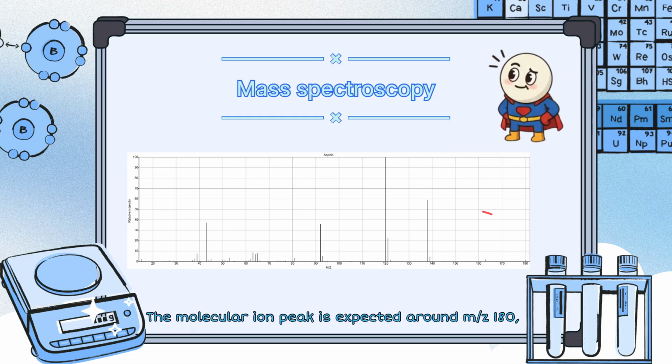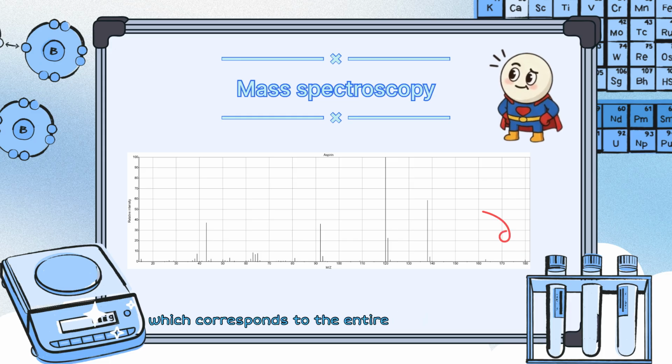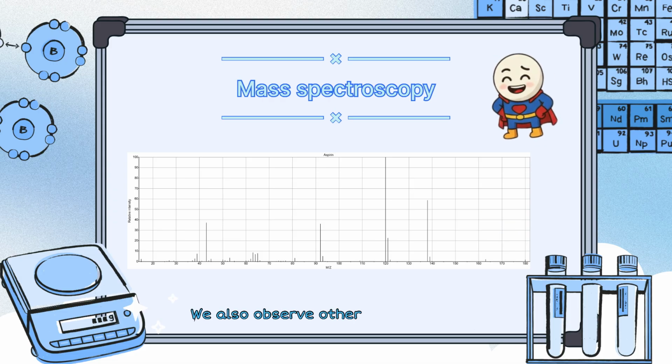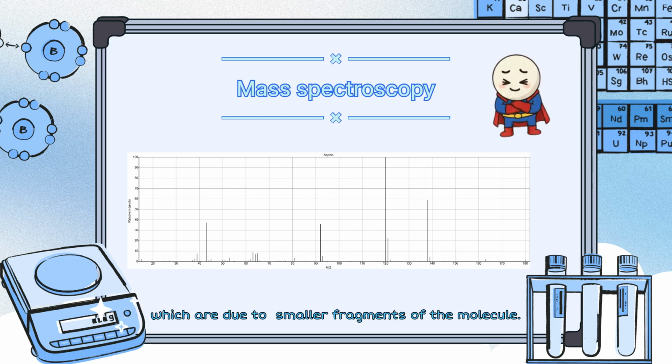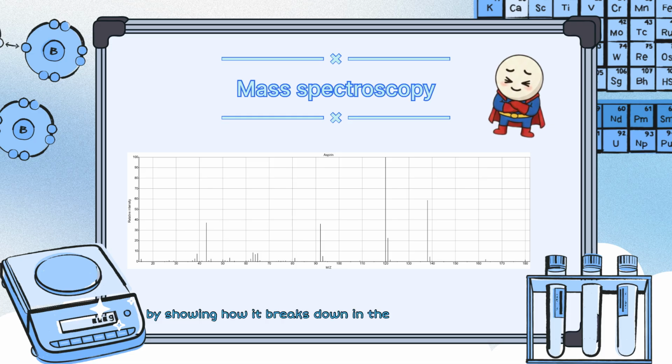The molecular ion peak is expected around m/z 180, which corresponds to the entire aspirin molecule, but it appears here as a very small peak. We also observe other smaller peaks, such as at m/z 43, m/z 92, and m/z 65, which are due to smaller fragments of the molecule. These fragment peaks help confirm the structure of aspirin by showing how it breaks down in the mass spectrometer.